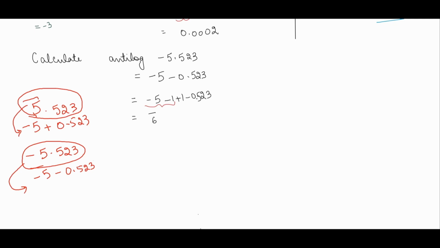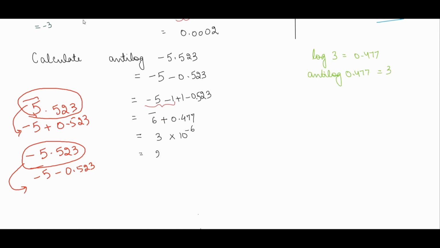Okay. So now I'm going to put bar on this 6 bar and plus 1 minus 0.523 is going to be 0.477. You will look for antilog of 0.47 in the 7 column. And you know, since you know log of 3 is 0.477. So you need to understand on your own also that antilog of 0.477 is going to be 3. So I can directly write here 3 into 10 to the power minus 6. This is going to be our answer.